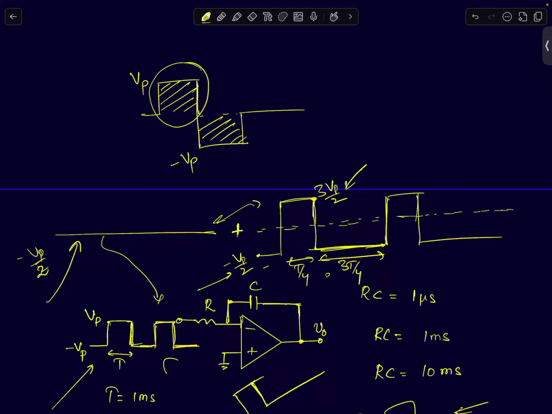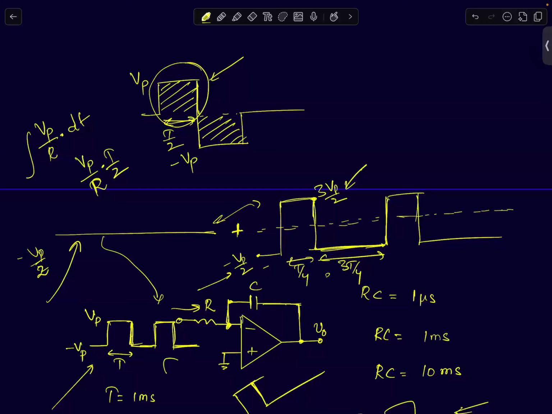During the positive half cycle, a current of Vp by R will be generated in the resistor. This current will be supplied to the capacitor for a duration of T by 2. What is the total charge you are supplying per cycle during this half cycle? How do you find charge? Integral of i dt. So the total charge you are supplying to your capacitor is Vp by R into T by 2, in the positive half cycle.